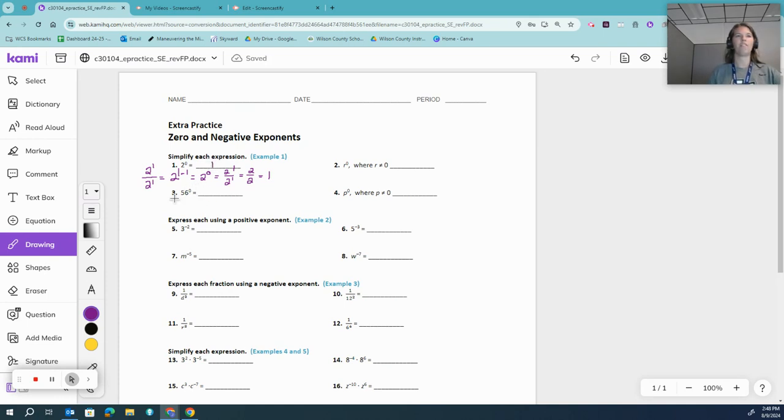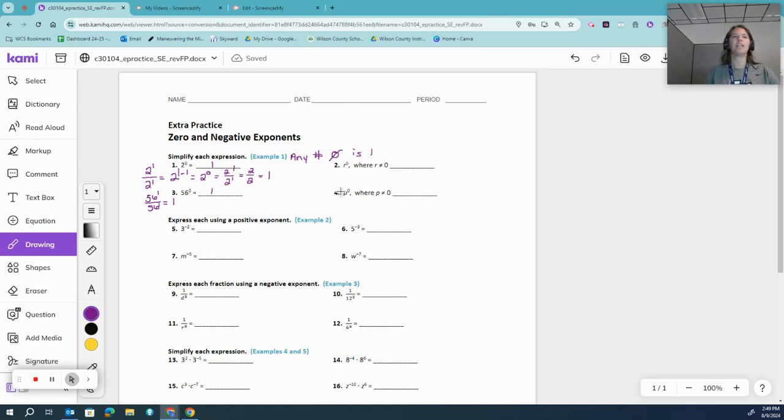Okay, let's take a look at 56 to the 0 power. Well, we could follow this same thing here. If I have 56 to the first power divided by 56 to the first power, well, anything divided by itself equals 1. So 56 to the 0 power is also 1. Okay, so any number other than 0 raised to the 0 power is always 1.